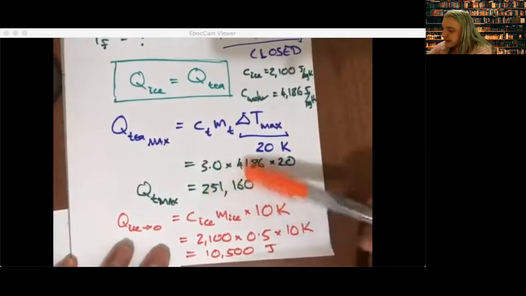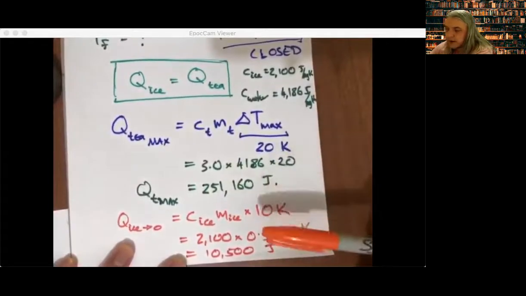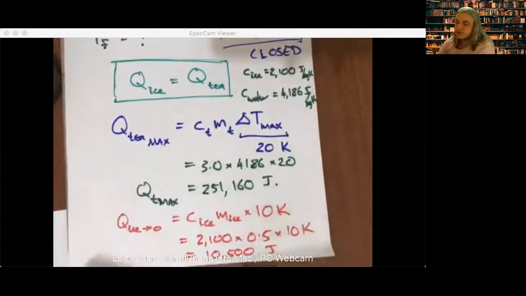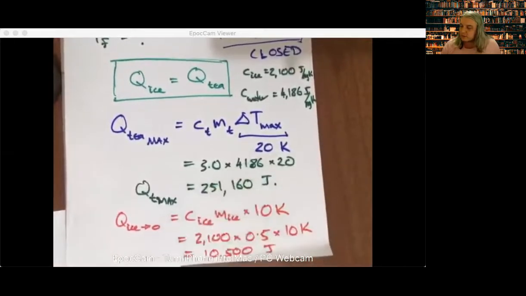So of the 251,000 that the tea can give off, it's actually only going to need 10,500 to bring the ice up to its melting point. So now we've got ice at its melting point, and we've still got 240,000 odd joules left.